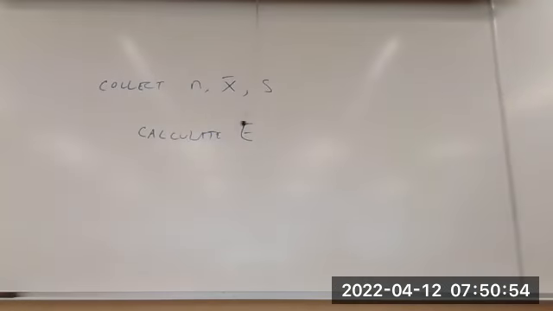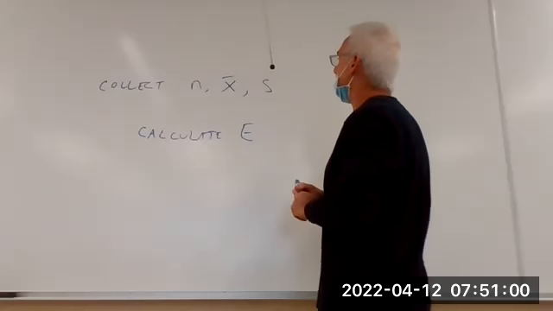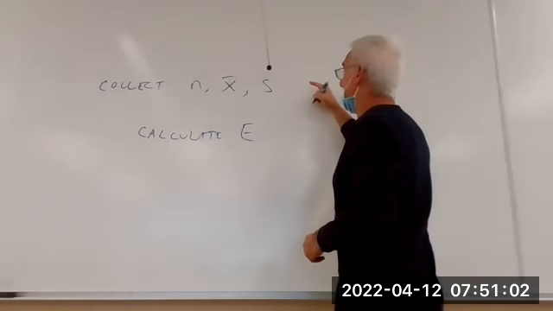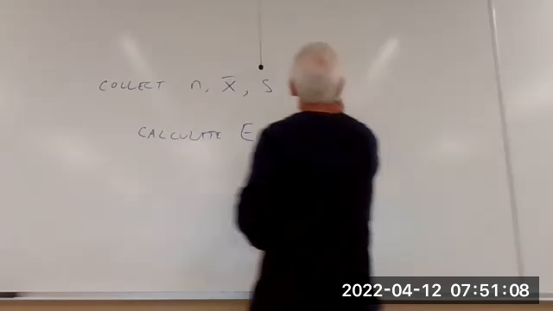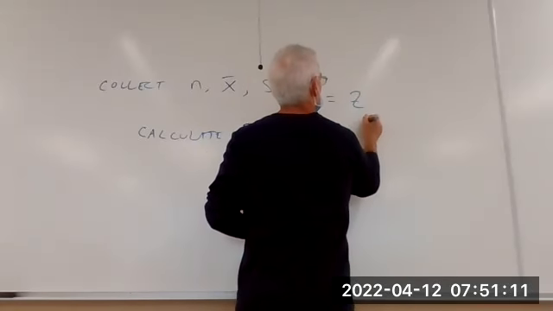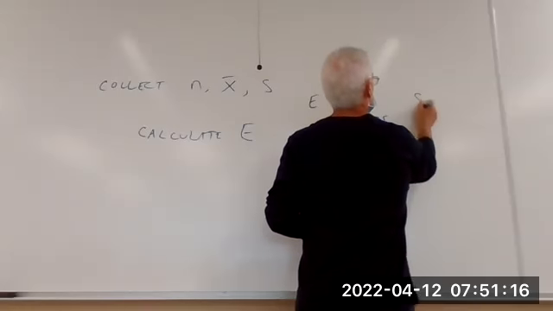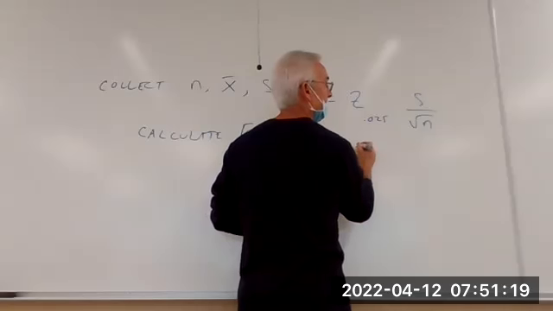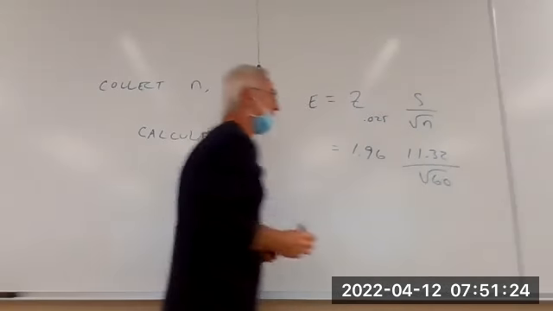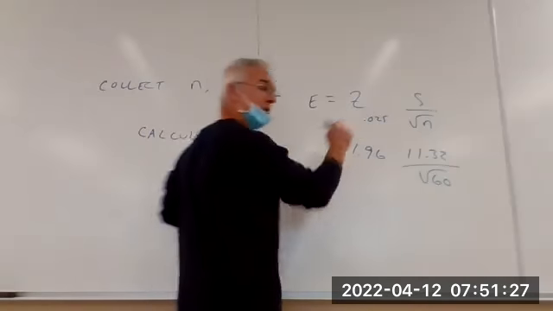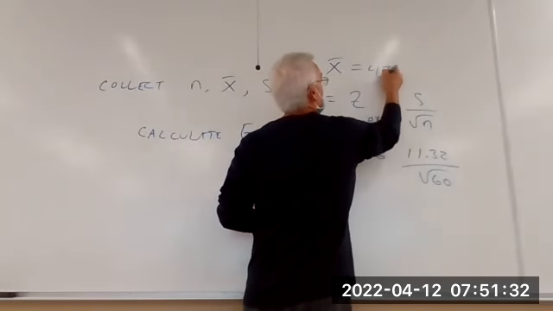So in our problem, for those watching at home, what did we use for n? We used n of 60, an x bar of 47.8, and an s of 11.32. And since our error is Z 0.025, because I said a 95% confidence interval, times the s over the square root of n, we just said that was 1.96 times 11.32 over square root of 60. The x bar was 47.8.